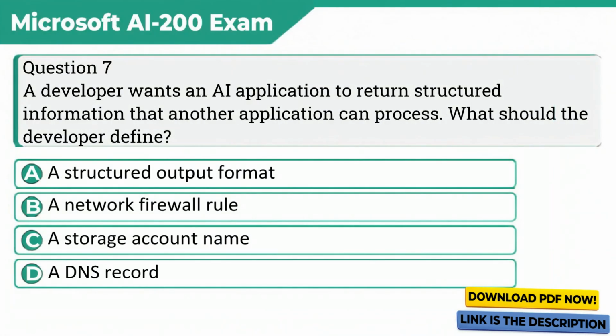Question 7. A developer wants an AI application to return structured information that another application can process. What should the developer define? A. A structured output format. B. A network firewall rule. C. A storage account name. D. A DNS record.